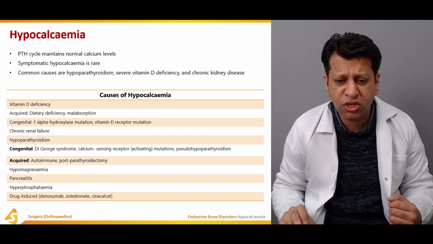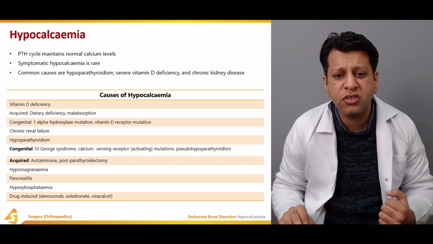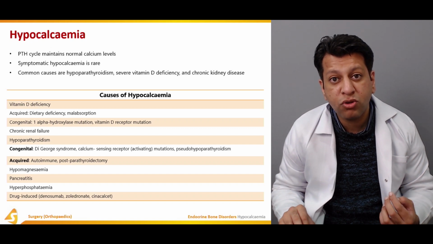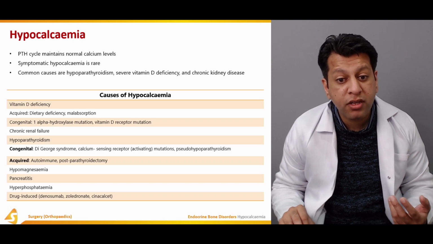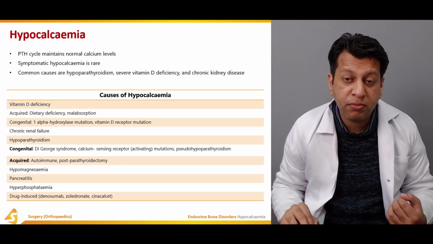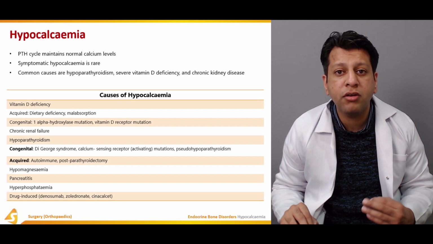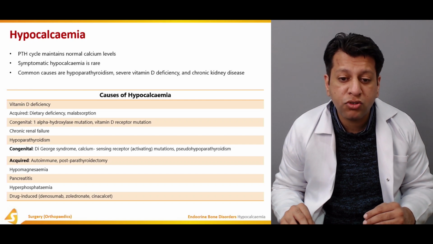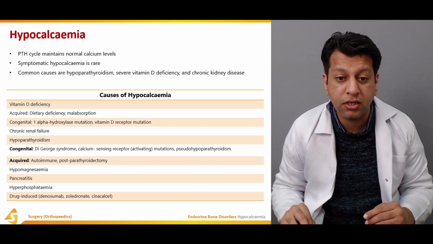The other is chronic renal failure. In chronic renal failure, there is deficiency of 1-alpha hydroxylase. Similarly, absorption of calcium is also affected, so there is excessive loss of calcium. Hypoparathyroidism, as I just told you, because there is not enough PTH, will not release the calcium from the bone to the serum. Then there are certain congenital syndromes such as DiGeorge syndrome, calcium sensing receptor mutation, and pseudohypoparathyroidism, which we'll be discussing in detail.